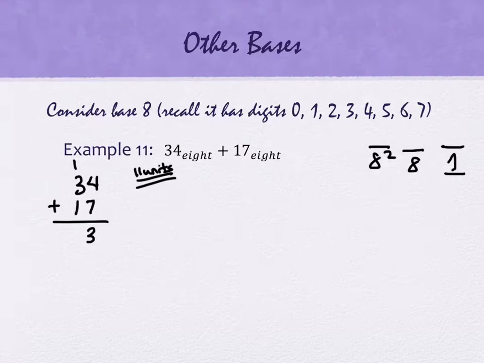We're moving on to our next column. 1 plus 3 plus 1 is 5. So this is 5, 3. And then we have to remember to write that it's base 8.